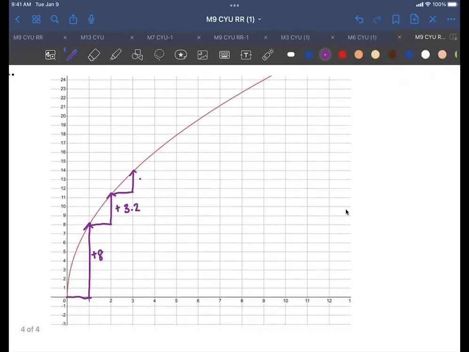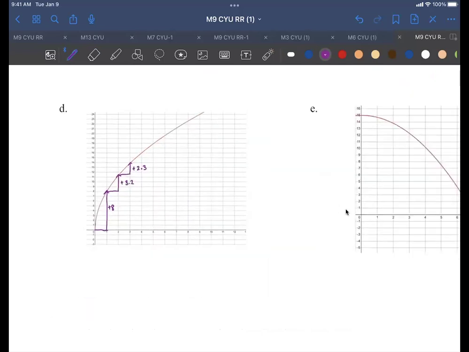Okay, but regardless, you can tell right now that yes, it's going up, but it's going up by smaller and smaller and smaller amounts, and that only confirms that it's concave down. So this is an increasing function. Yes, it is, but it's increasing concave down.